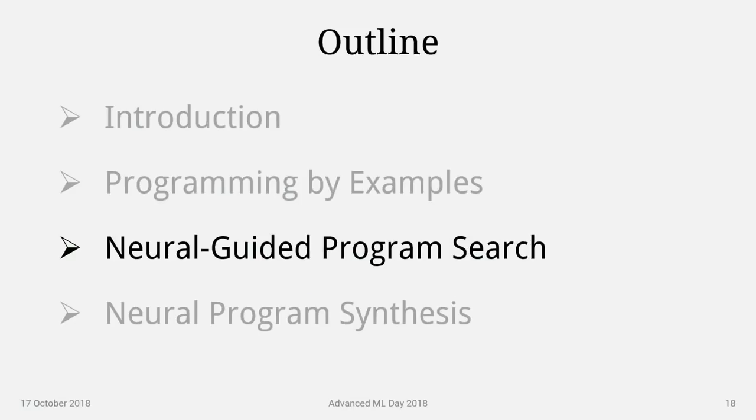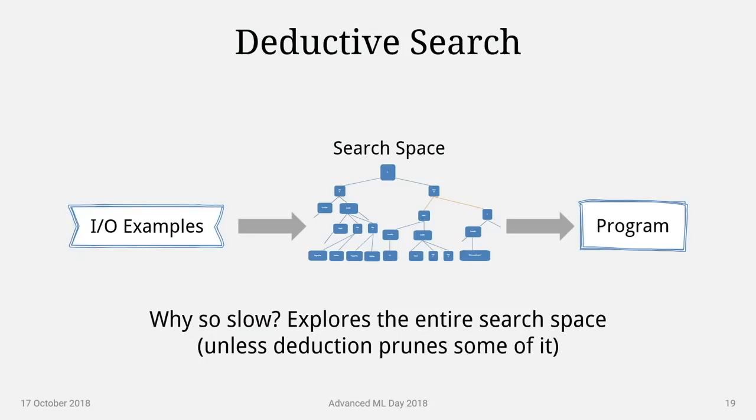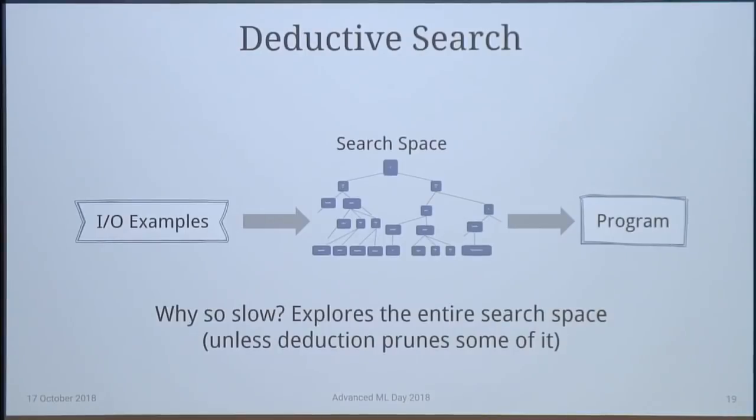Which brings us to the modern approaches to program synthesis that combine the power of two different worlds, statistical and symbolic. So let's talk about making deductive search faster, first of all. What is the issue with deductive search? Well, you have an entire search space with lots of different branches. Unless you can guarantee that some branches definitely cannot possibly satisfy the examples and prune them out, you're going to explore them trying to find the right program.